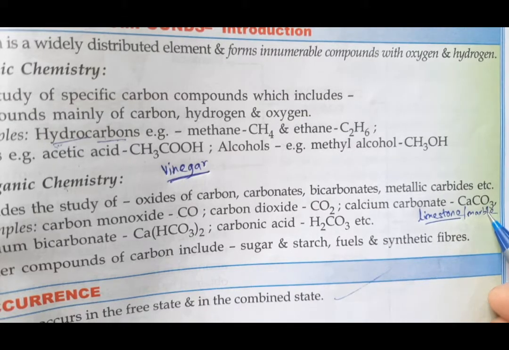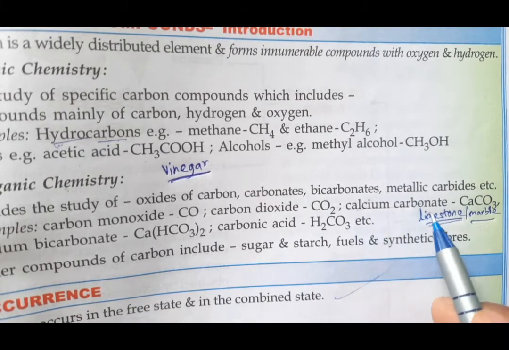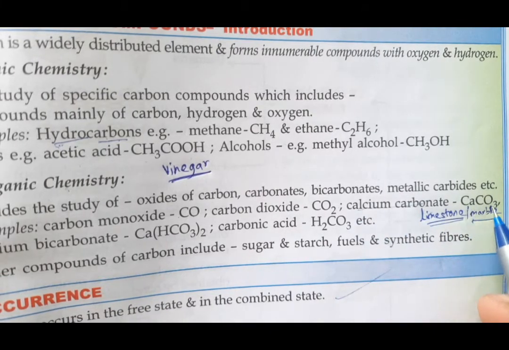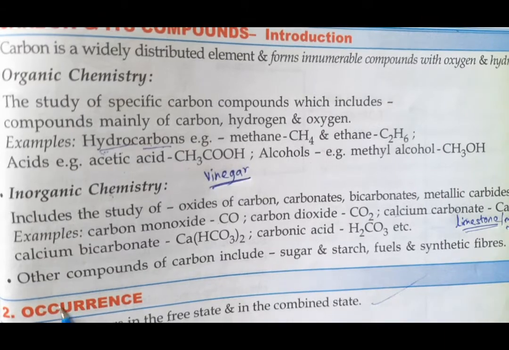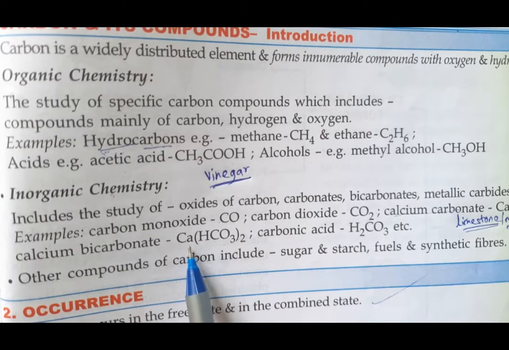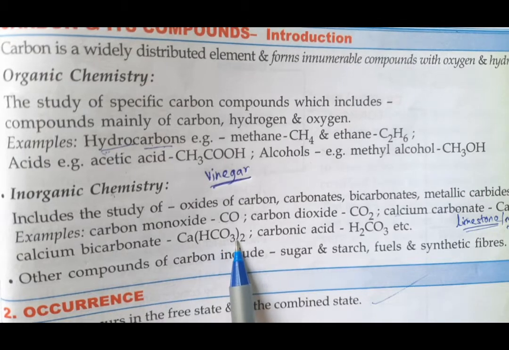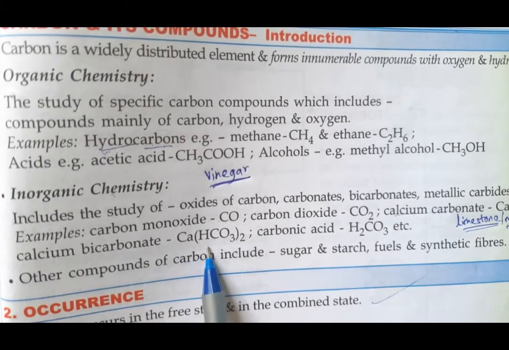So whether you say marble, limestone, or calcium carbonate, all three are the same, and the formula of that is CaCO3, and the Taj Mahal is made up of this. The other compound of carbon is calcium bicarbonate, and the formula of that is CaHCO3. Students, do remember the formula.